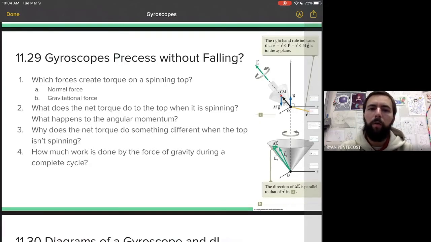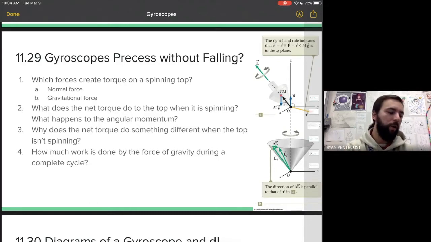But we're going to go over a little bit about the physics of gyroscopes and how they can precess without falling, and how sometimes it looks like they're just completely ignoring gravity, right? So first, we can talk about gyroscopes precessing without falling. Precessing is when they start to wobble, but they can just wobble forever. They don't actually start to lose that much energy unless there is a frictional environment.